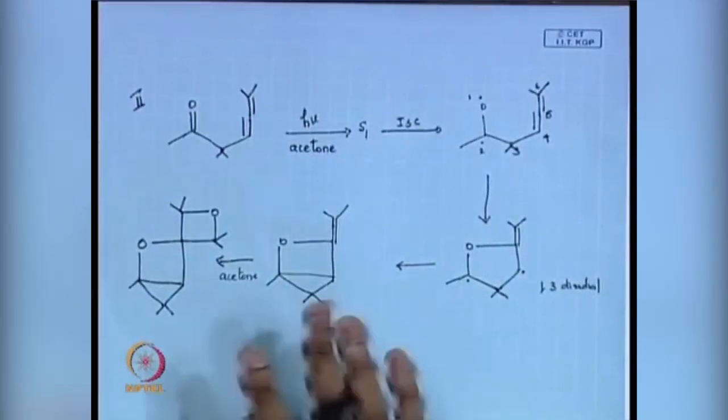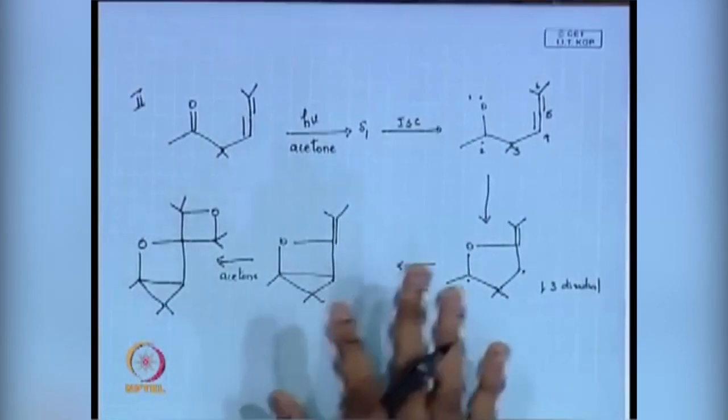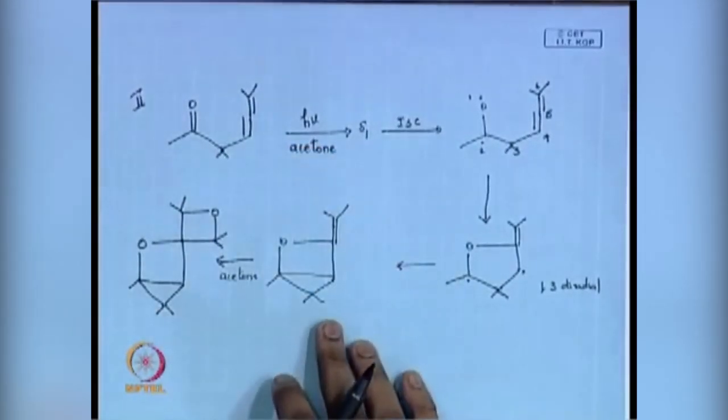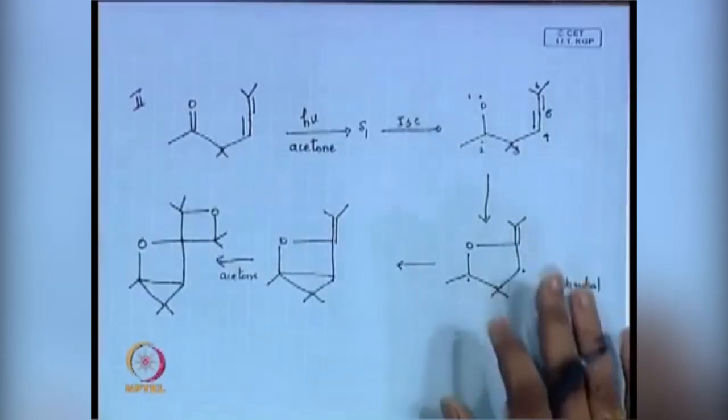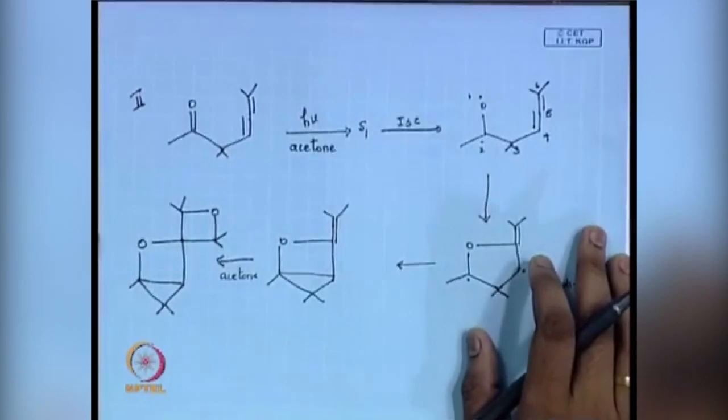So you can see two types: one is intramolecular, another is intermolecular. You see both Paterno-Buchi, intra as well as inter. So don't stop at one product, okay? Because you have acetone, and acetone can be excited, that can also do an intermolecular reaction. So you have an example where you have both intra as well as inter. Any doubt?